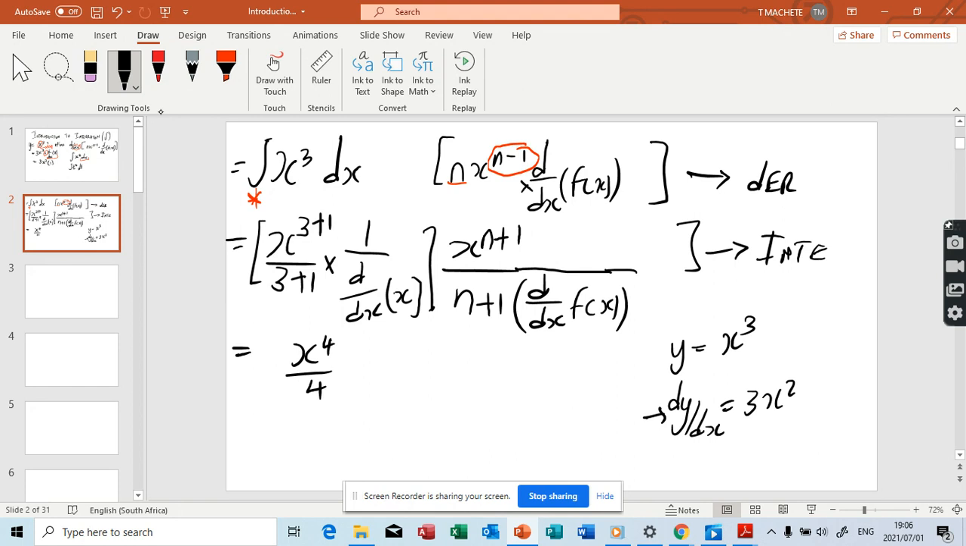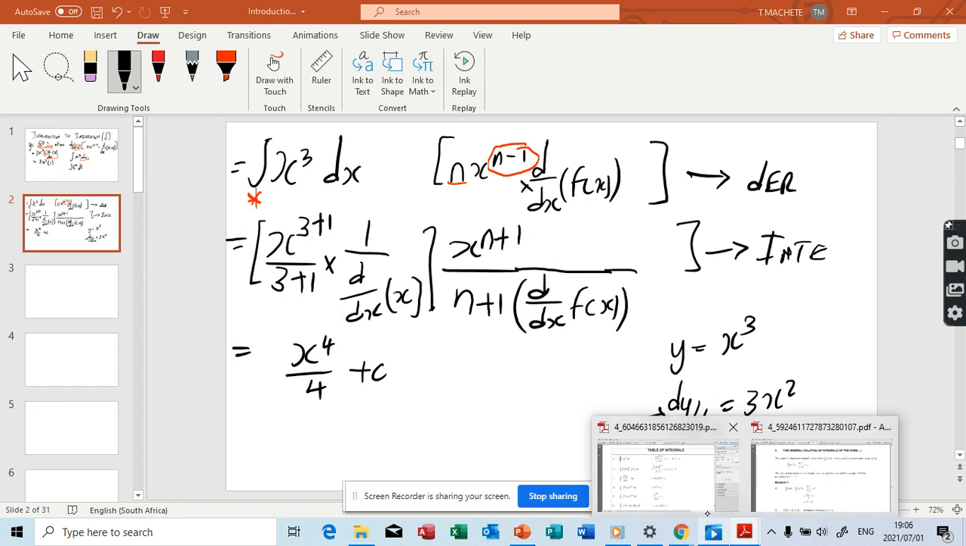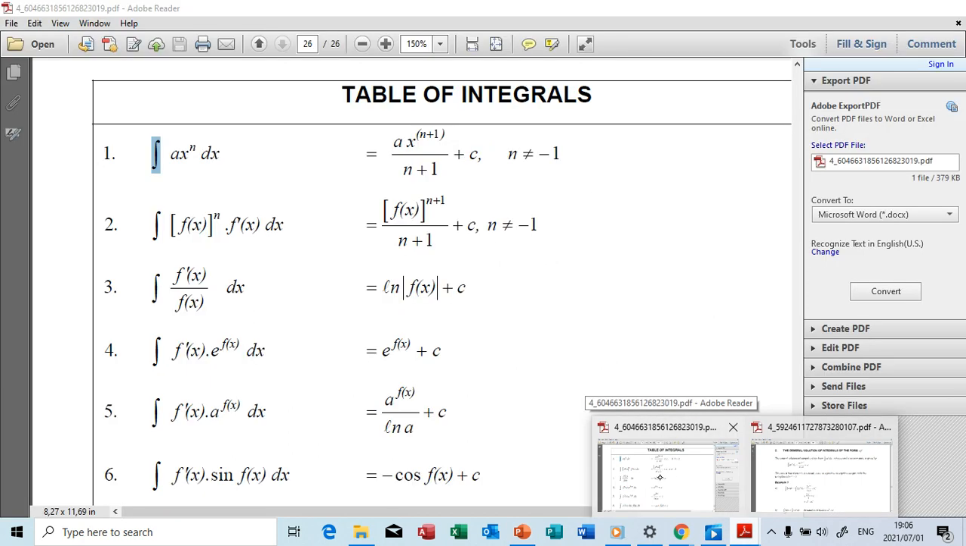They normally write plus C. If you go back to your formula sheet, do you guys see that plus C at the end there? Yes, they normally add plus C. It's a standard formula. It's a standard rule. I don't know why they're adding plus C, but that's how they do it.